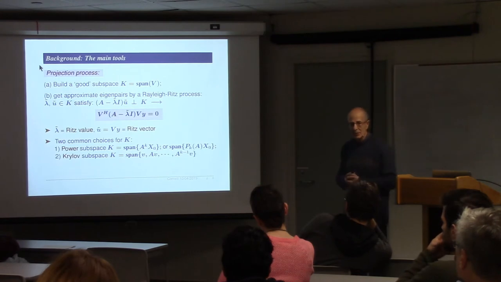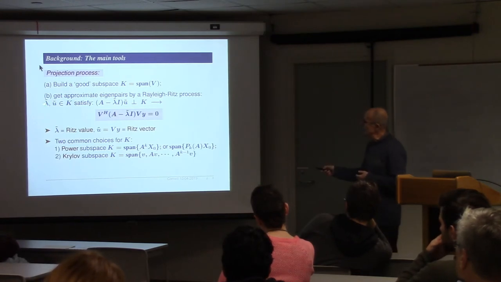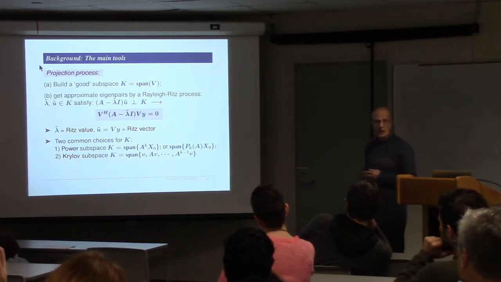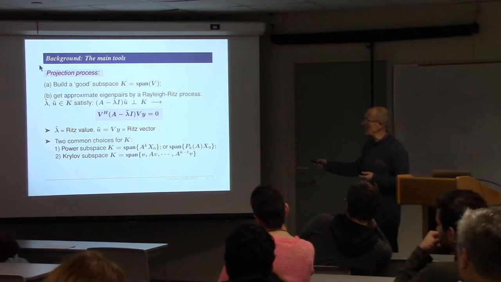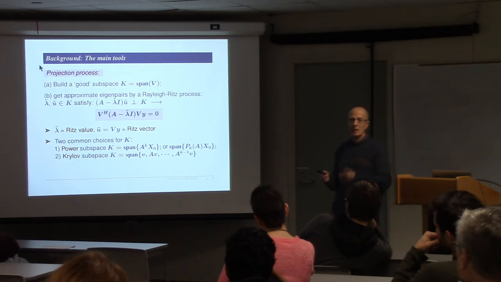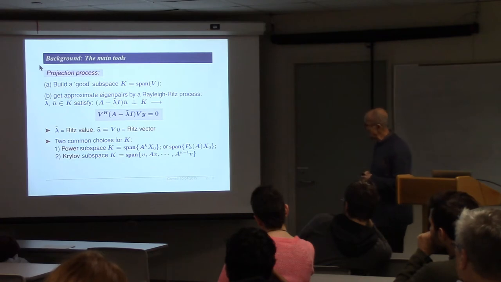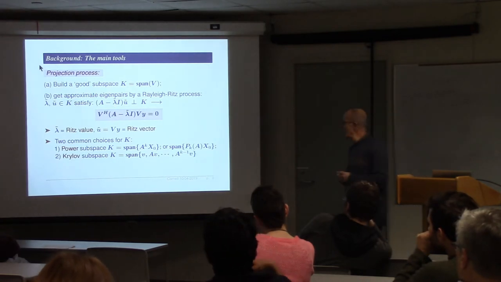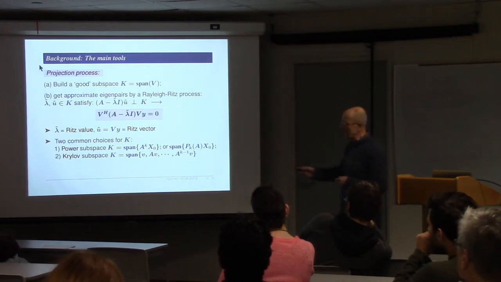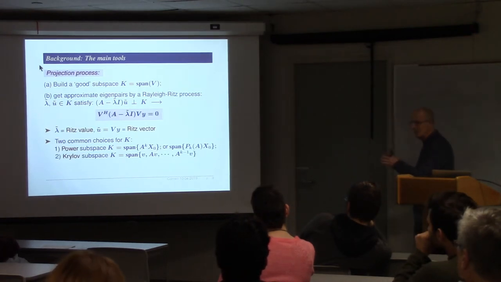So you do a projection process with this, which means you write this Galerkin condition that says, I'm looking for a lambda, which is a complex number, and a u tilde, which belongs to K, such that this residual is orthogonal to K. Or sometimes you can have actually a different subspace here. Now this K is of dimension m, m is small, so it gives you an eigenvalue problem, which is an m by m problem, and you can solve it. That's actually what you see here. So lambda is called the Ritz value, and the approximate eigenvector is called the Ritz vector. So this is very basic. It's used everywhere.